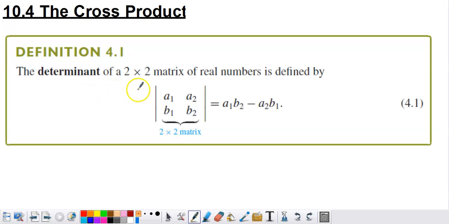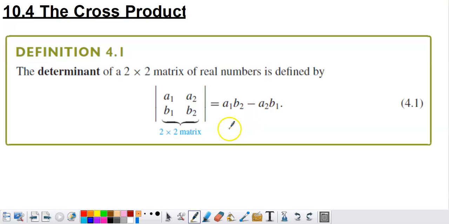To find a 2x2 determinant, by definition, all we do is take the main diagonal of the 2x2 matrix and take a product. So you see A1 times B2. What we then do is subtract off the product of the minor diagonal. We've got the major diagonal from upper left to lower right, and then the minor diagonal from upper right to lower left. So the major diagonal's product minus the minor diagonal's product, and you have the numerical value for that 2x2 determinant calculation.